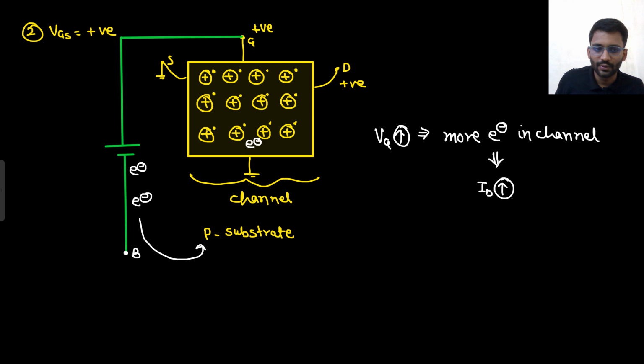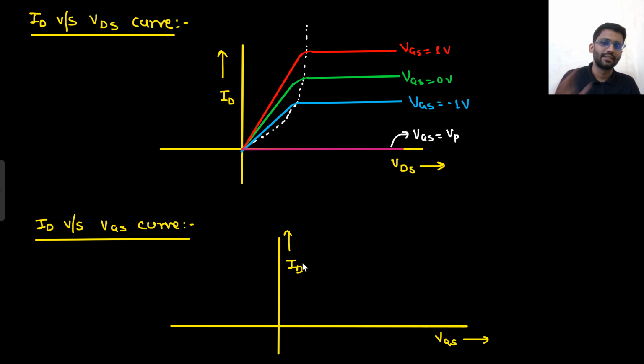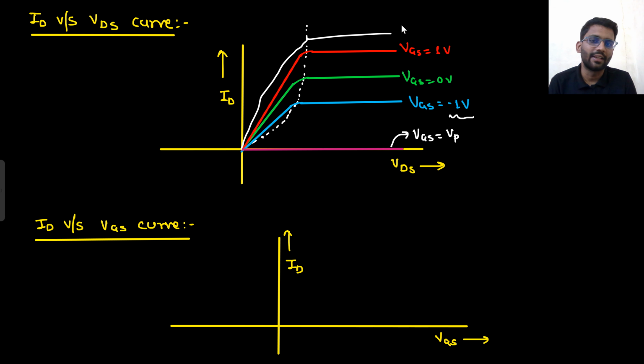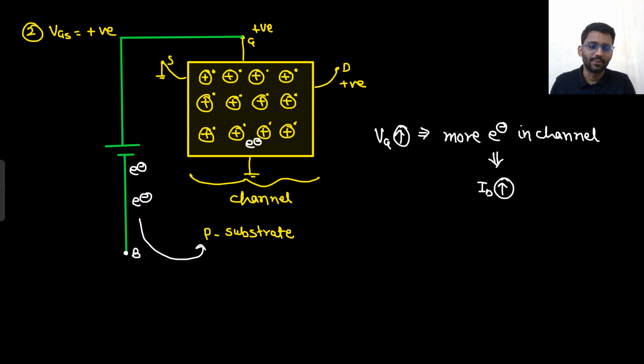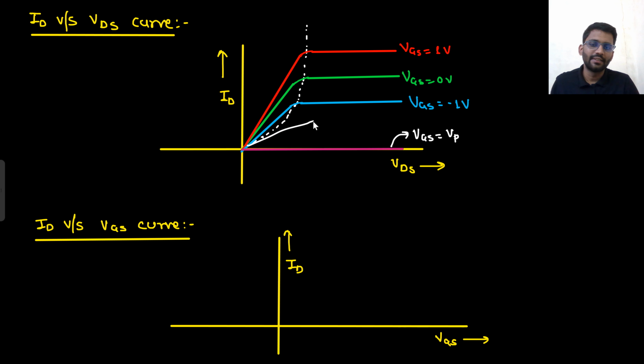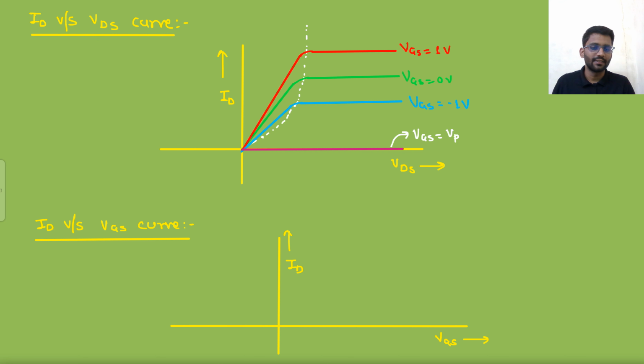So let's move on to the graph now. This is the characteristics. First we draw for VGS equals 0 volt. It first increases and then saturates. If my VGS is negative, that means the current will be decreasing, and if it is positive, then the current will be increasing. So I could have made this graph for VGS equals 2 volt, but we are not making it, just telling you. If I had made this graph, this would have been for VGS equals minus 2 volt. And at VGS equals VP, what is happening? The current is 0.